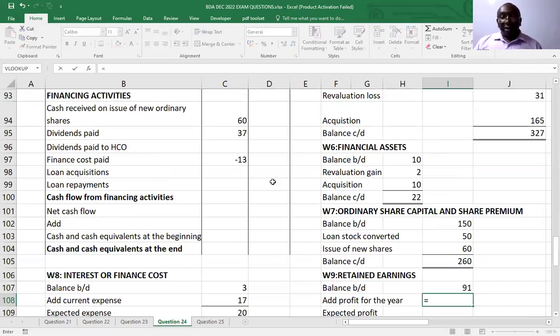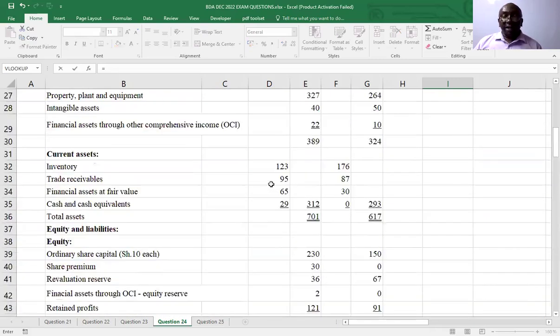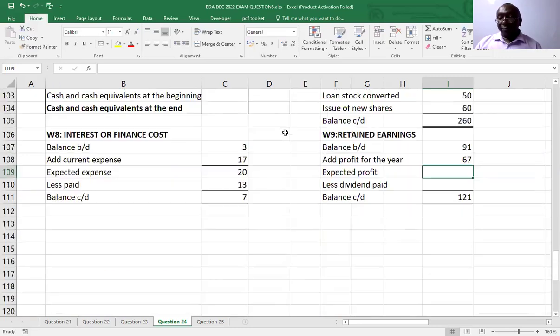Profit for the year. Unaendea obviously profit after tax, not before tax. This one, profit after tax. That one. Profit after tax. That's what we call the profit for the year.